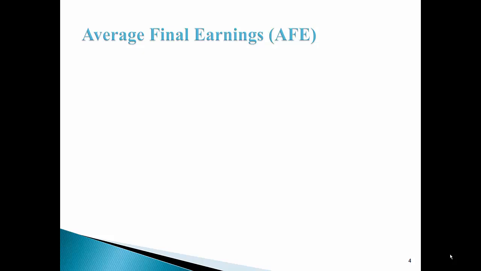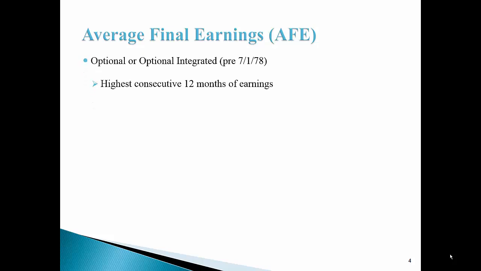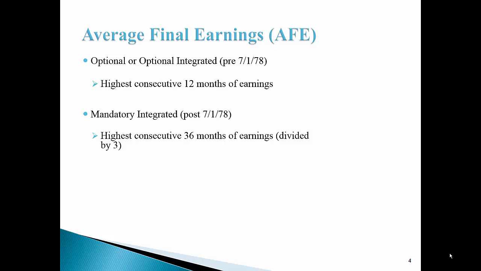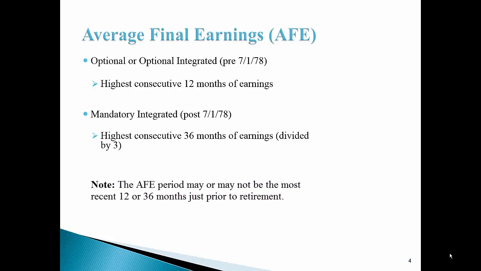Average final earnings, or AFE. For members of the optional or optional integrated plans, your AFE is calculated by looking at your highest consecutive 12 months of earnings. For members of the mandatory integrated plan, your AFE is calculated by looking at your highest consecutive 36 months of earnings and then dividing by 3. The AFE period may or may not be the most recent 12 or 36 months just prior to retirement.